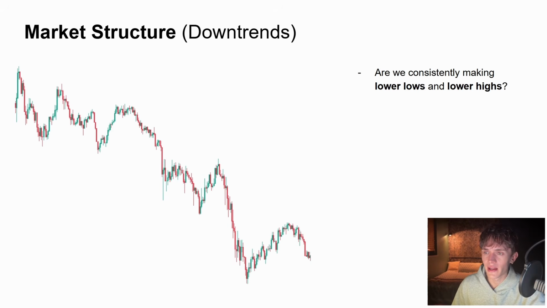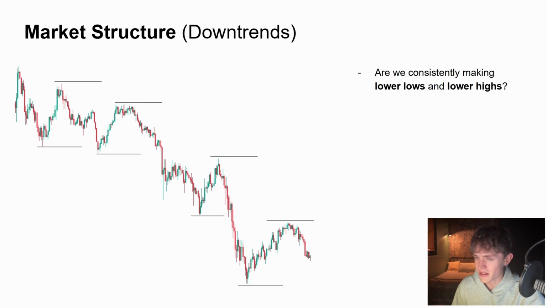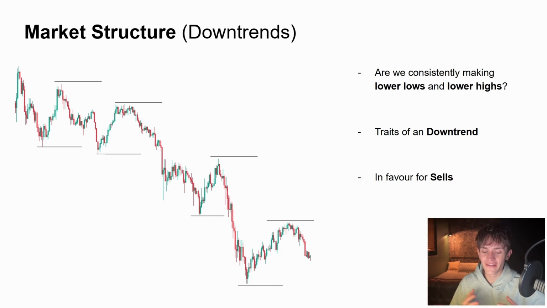I'll also chuck in an example of a downtrend just so you can visualize it a bit easier. And it's just going to be the opposite. Are we making lower lows and lower highs? If I mark them out once again, this high is lower than this high, this low is lower than this low, and it really is as simple as that. These are going to be traits of a downtrend. Therefore, we are in favor for sells. And as you can probably guess, we are going to be looking for areas of supply. And that's really as simple as market structure needs to be.